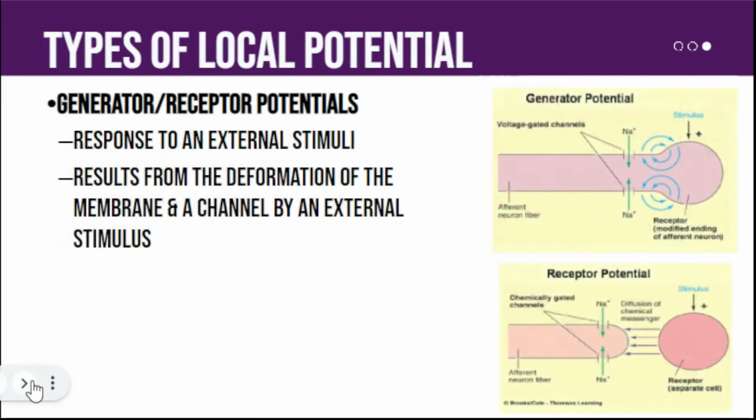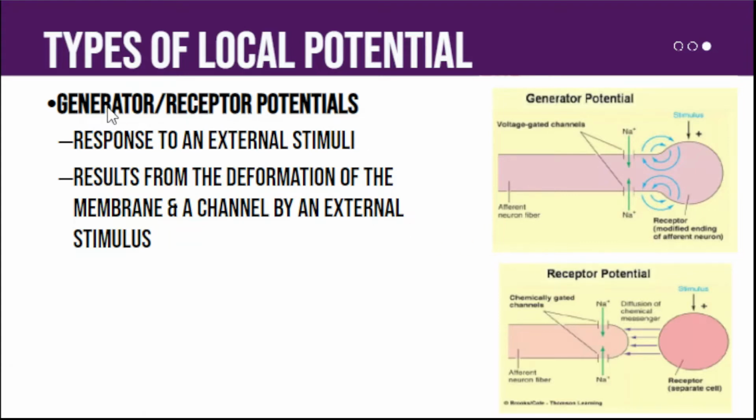Next, we have generator or receptor potentials. Itong mga ito naman, they respond to an external stimuli. Like, let's say, somebody touched you. So, what will happen to the nerve endings, to the nerve receptors found in the skin? They will be deformed, no? Why deformed? Kasi there is pressure, no? There is touch being involved. So, basically, kapag lumubog yun, ma-excite yung neuron. So the deformation of the membrane by an external stimulus will create a generator or receptor potential.